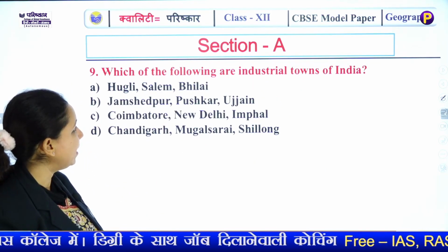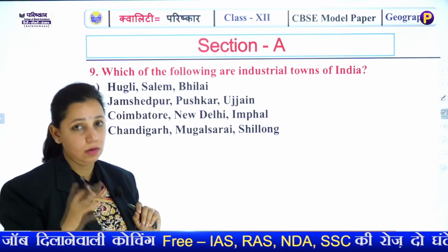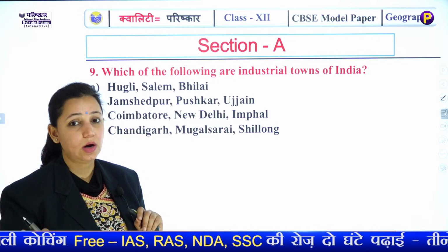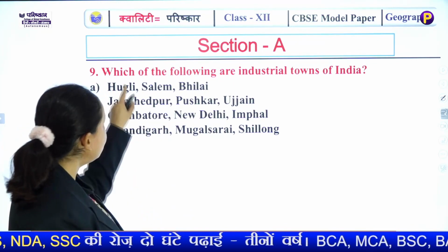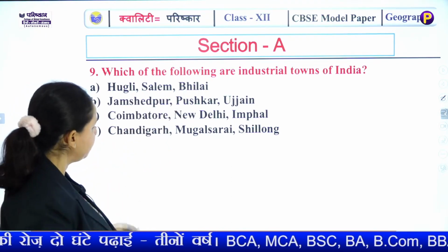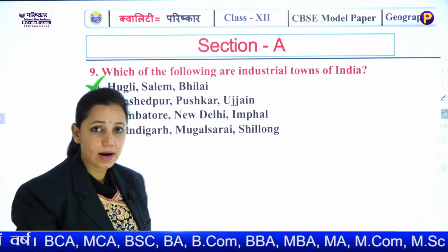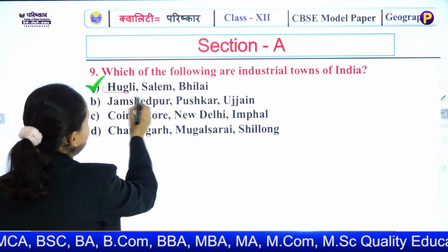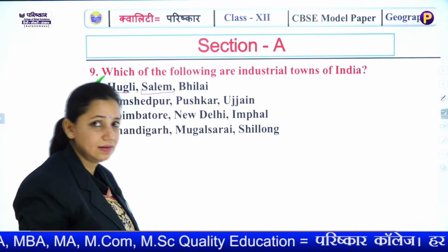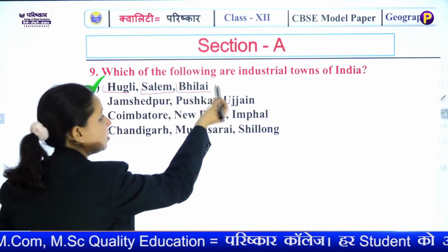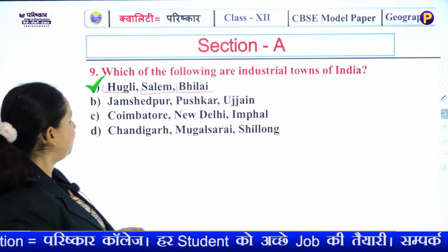Now which of the following are industrial towns of India? You should know, you have a detailed chapter about industrial towns of India in your NCERT books. So there you should know which are the industrial towns of India. Among these, answer A is right, Hooghly, West Bengal. You also have Salem steel plant, right, and Bhilai, Chhattisgarh is also a steel plant. So these three are industrial towns of India.